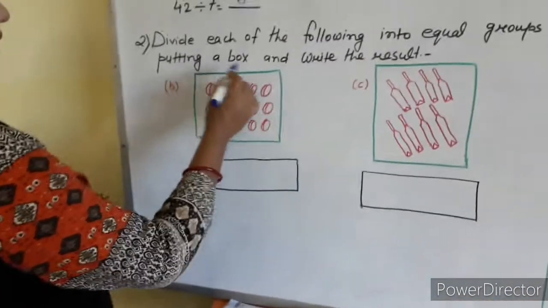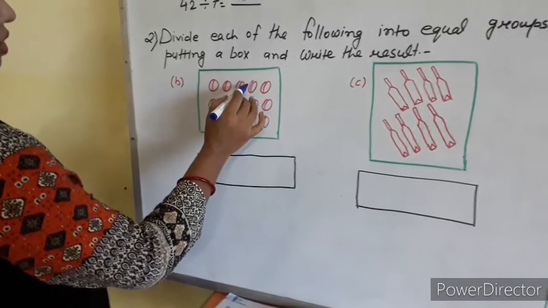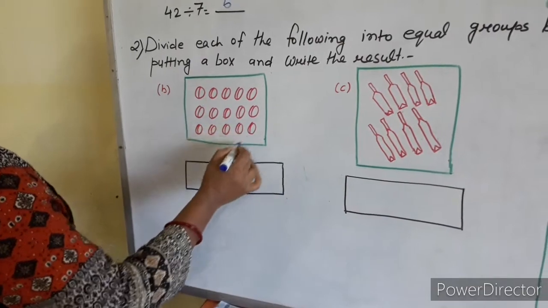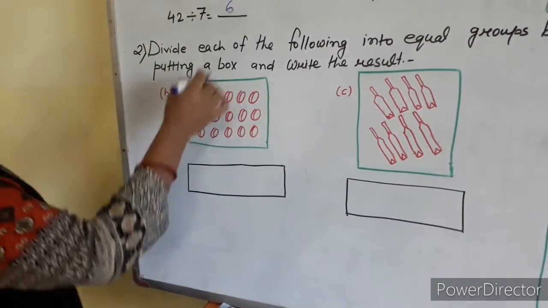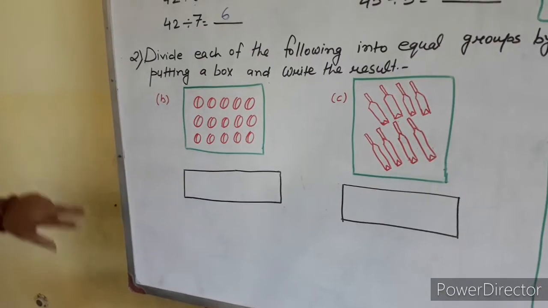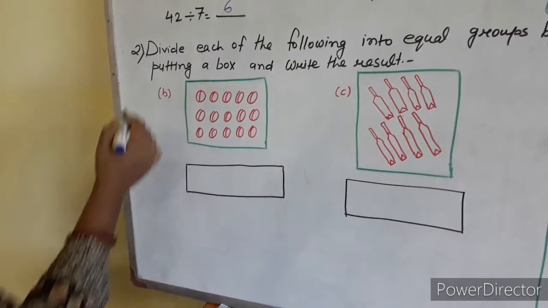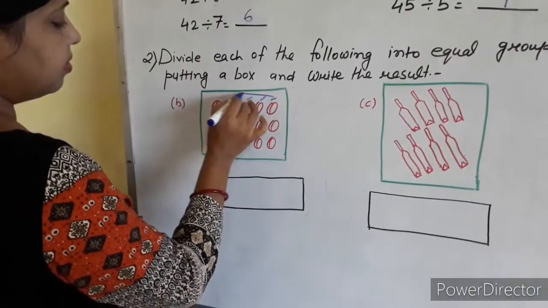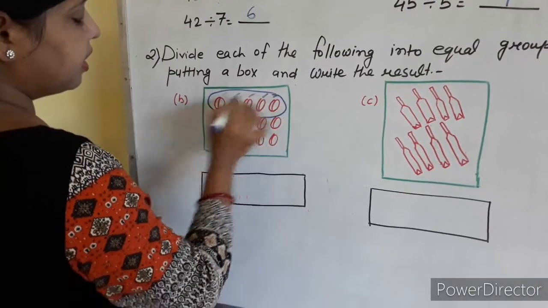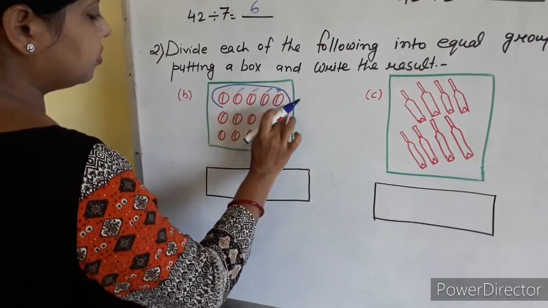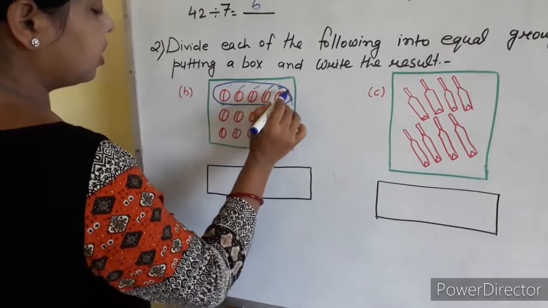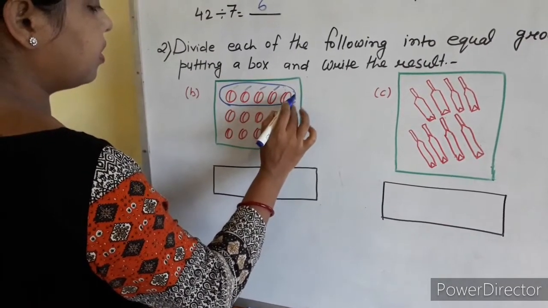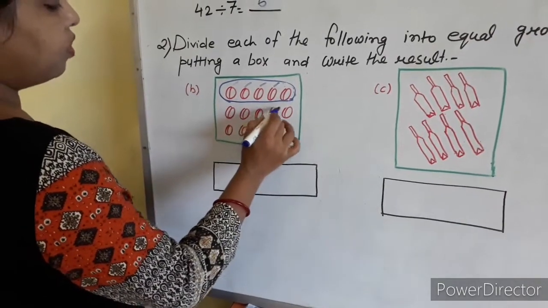First, count the pictures. How many pictures are there? 1, 2, 3, 4, 5, 6, 7, 8, 9, 10, 11, 12, 13, 14, 15. This is a group of 15 pictures. So we can divide it into equal groups. First 1, 2, 3, 4, 5: just circle it and make a group of 5. Then, okay, again 1, 2, 3, 4, 5.